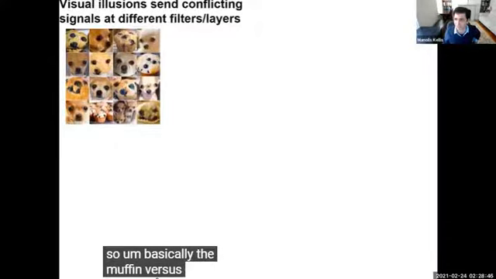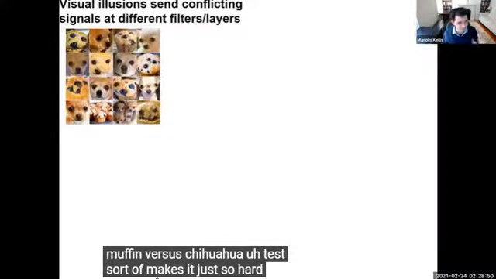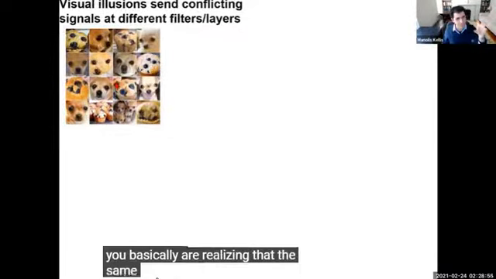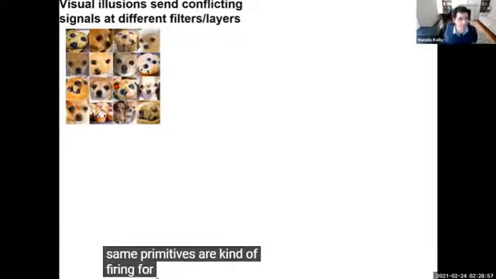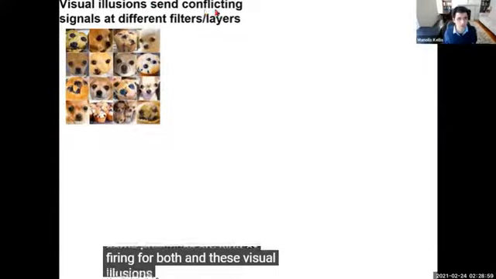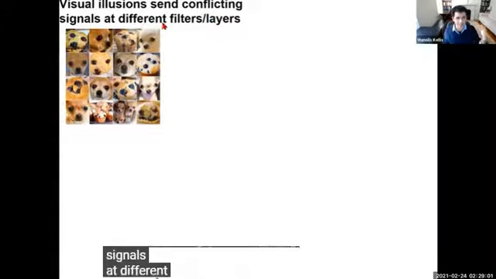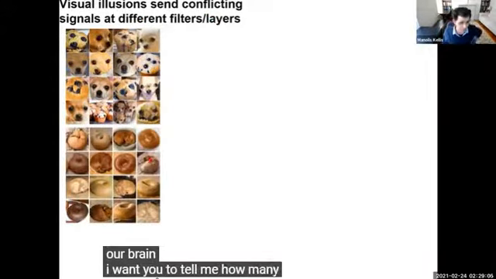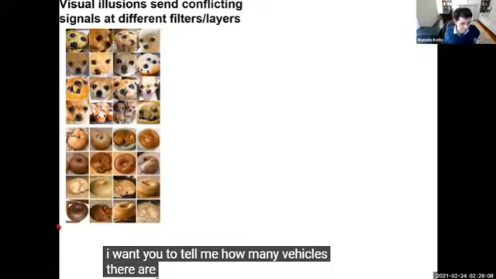Basically the muffin versus Chihuahua test makes it just so hard for your brain, because you are realizing that the same primitives are kind of firing for both. And these visual illusions basically send conflicting signals at different filters or layers inside our brain. Now I want you to tell me how many bagels there are.